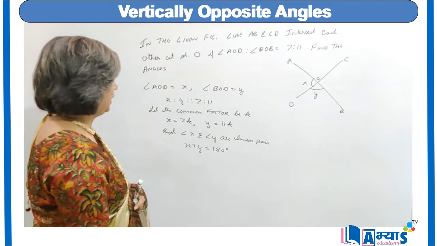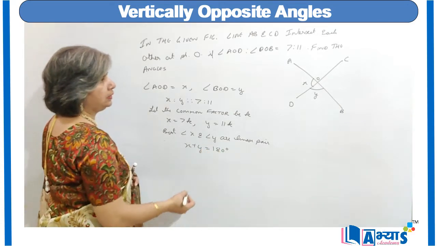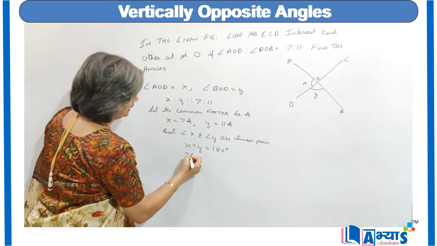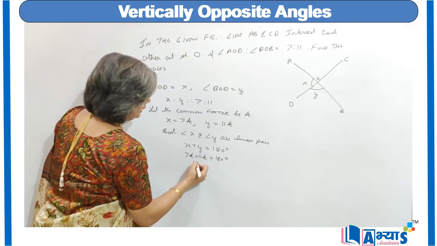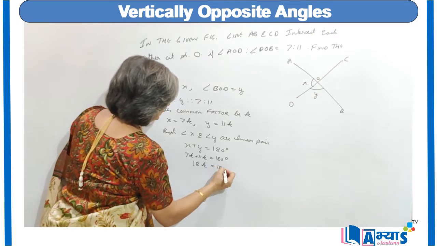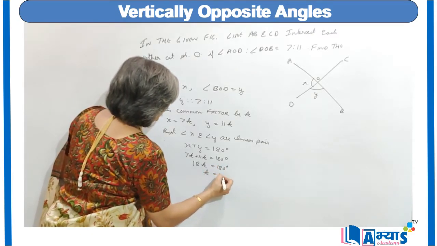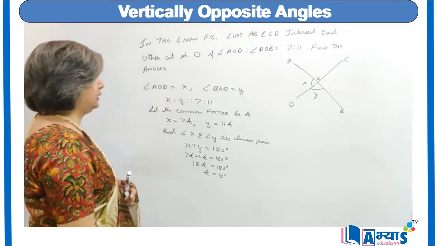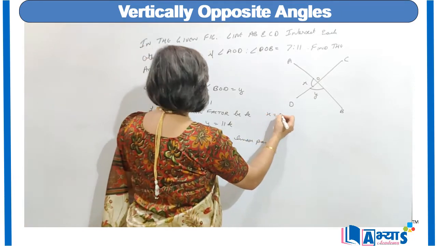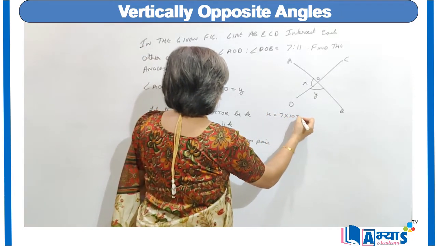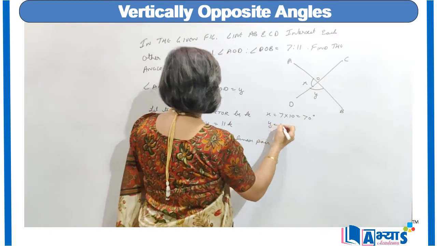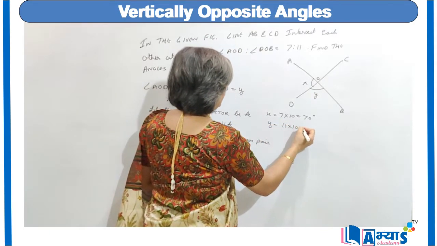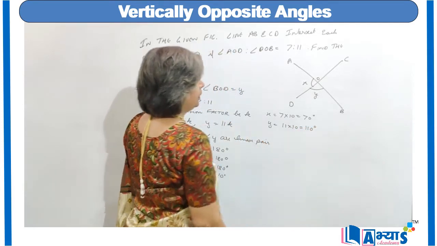So angle X plus Y is equal to 180 degrees, or we can say 7K plus 11K is equal to 180 degrees, or 18K is equal to 180 degrees, K is equal to 10 degrees. Now when K is 10 degrees, X will be equal to 7 into 10, that means 70, and Y is equal to 11 into 10, that is 110 degrees.